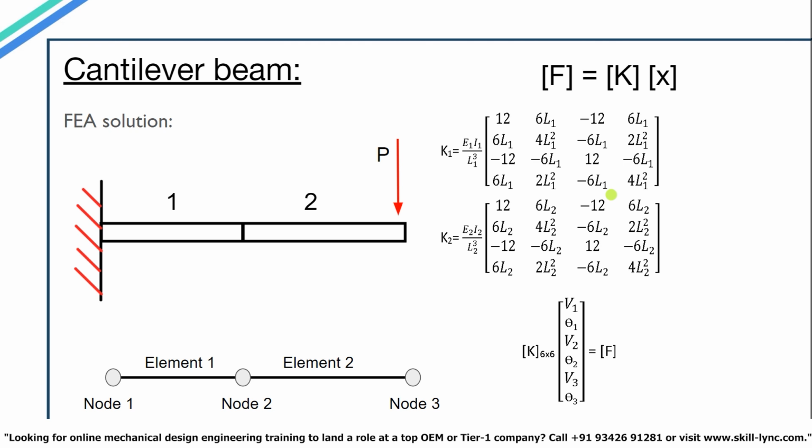In the displacement matrix, you can see two types of variables used, V and theta. The variables V1, V2 and V3 give the linear displacement in the y direction for the nodes 1, 2 and 3 respectively, and the variable theta gives the angular displacement of the beam.